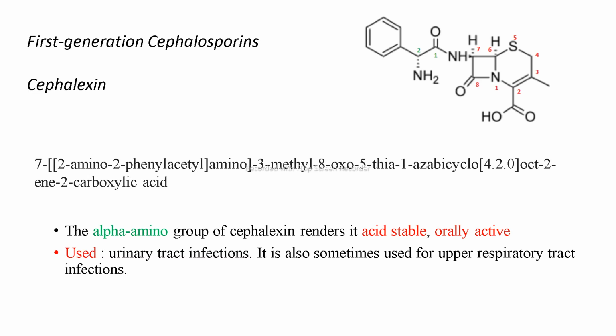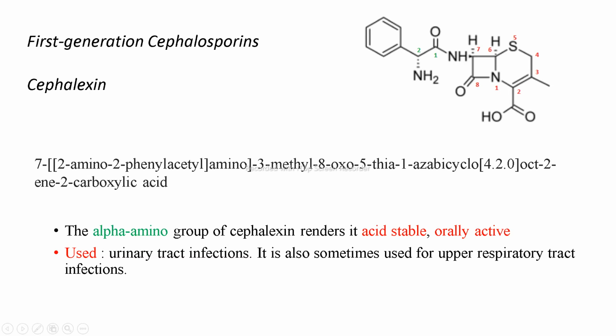The example of the first generation cephalosporin is cefalexin. Now, if you check out the structure, what does the name suggest? Cefalexin is a cephalosporin, so of course it contains the cephem nucleus. In the previous lecture, we discussed the basic rings: the penam ring, penem ring, cepham ring. So this is the cephem ring.